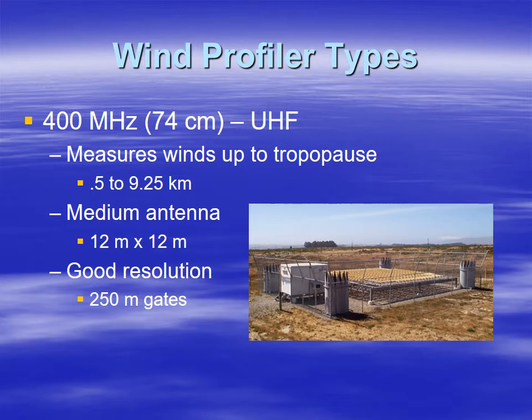However, the antenna doesn't take up a lot of space. The antenna is only 12 meters by 12 meters, which is about 36 feet by 36 feet. Still, it's kind of large, but not as large as the 50 megahertz. So it's not as big as a football field, but it's not as small as a breadbasket or something like that. Because the wavelengths are shorter, it has much better resolution.